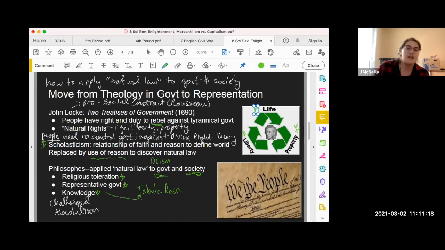So this is going to challenge absolutism. It's going to challenge divine right theory. It's going to challenge the church. Okay, and it's going to lead to significant change over time with various revolutions as people implement these ideas of natural rights and natural laws to their own governments and societies. Are we good so far?